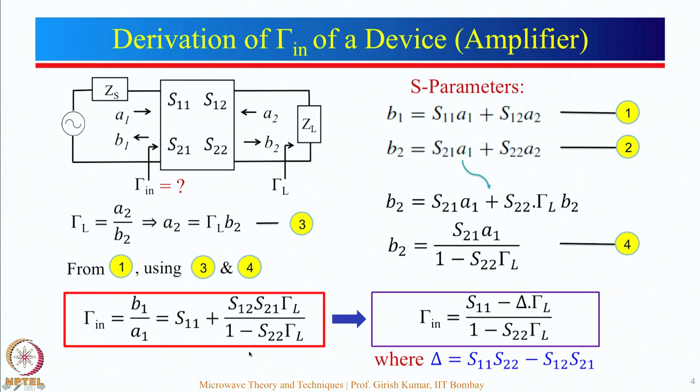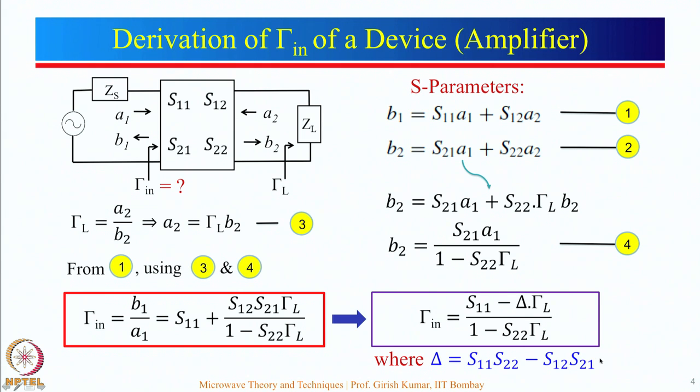Now, this equation can be further simplified. So, let us see what we have here. From here you can see that the denominator is 1 minus S22 gamma L, which remains the same here. This particular thing is multiplied. So, you will get S11 minus S11 S22 gamma L and plus this term over here. So, that can be simplified in this particular form over here, where delta is given by this expression here.